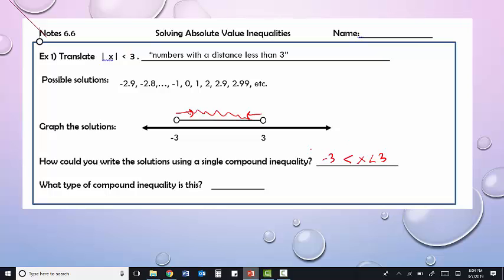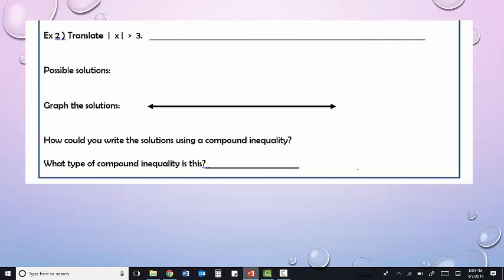So if you notice, this is always going to result as an AND type of compound. Since it's connected in between, we're within, they'll always be connected, and we'll have an AND kind of answer.